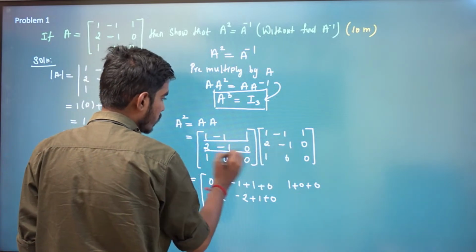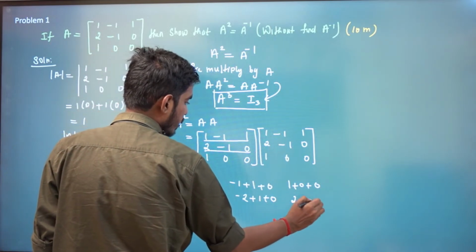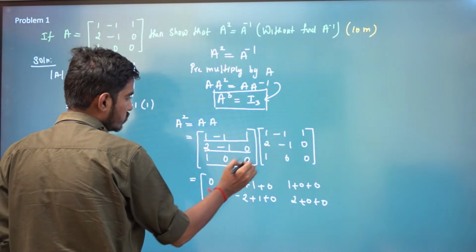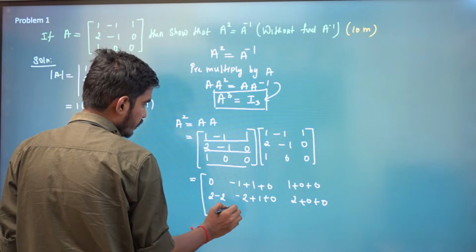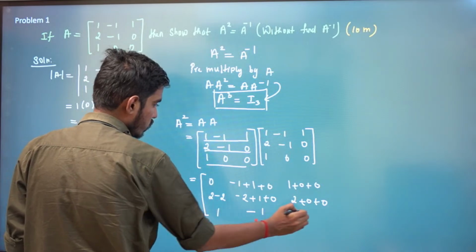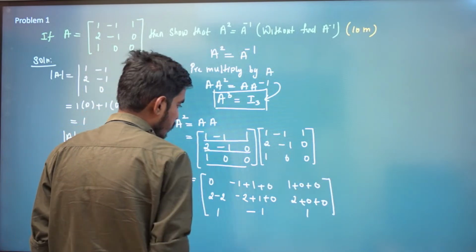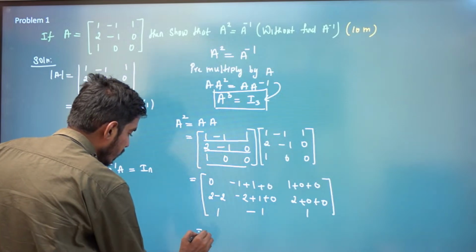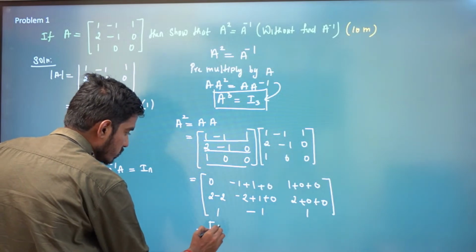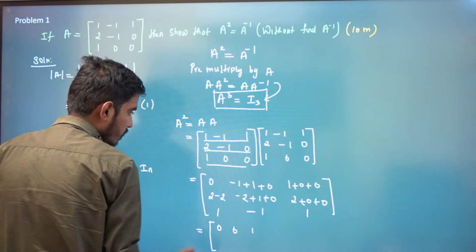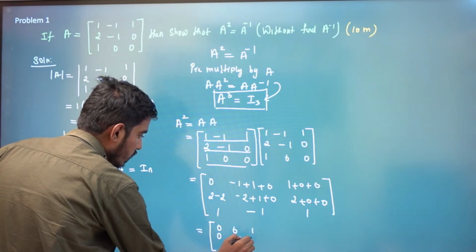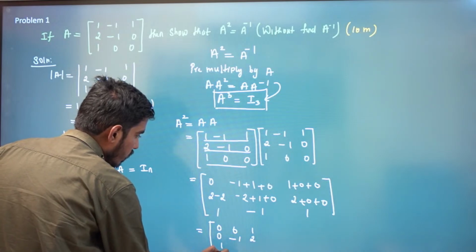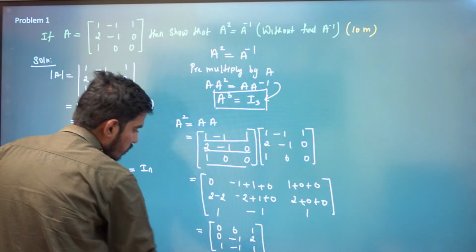Now this row, this column: 2 into 1 is 2, and then 0 plus 0. Now this row, this column: this will be 1, this will be minus 1, this will be plus 1. So we can see that our A square matrix is [0 0 1; 0 -1 2; 1 -1 1].